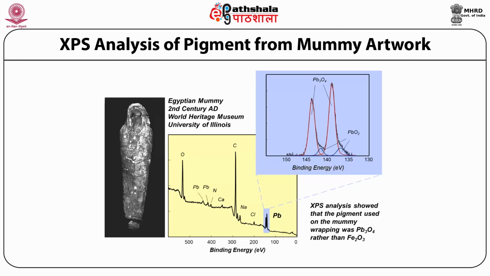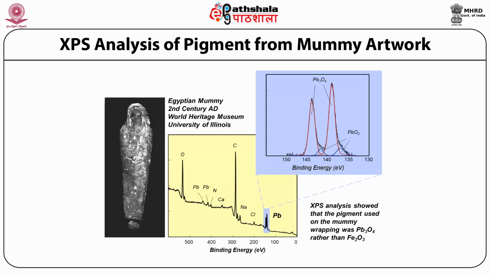The Egyptian mummy, which belongs to the 2nd century AD, was taken from the World Heritage Museum at the University of Illinois. That photograph has been shown in this slide, and on the right side the way the spectra looks has been given. XPS analysis showed that the pigment used on the mummy wrapping was lead Pb3O4 rather than Fe2O3.